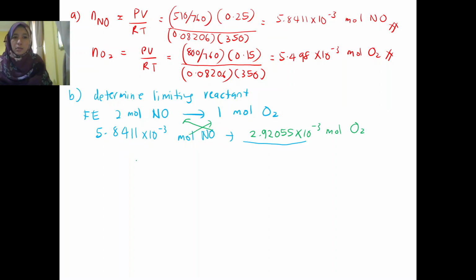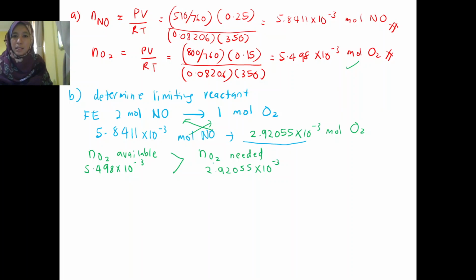Then we compare. So this one is mole oxygen available, 5.498 exponent negative 3. What we just calculated earlier is the mole of oxygen needed, 2.92055 exponent negative 3. So which one is bigger? The available. So if the available is bigger, meaning mole oxygen will be in excess. So oxygen is excess.